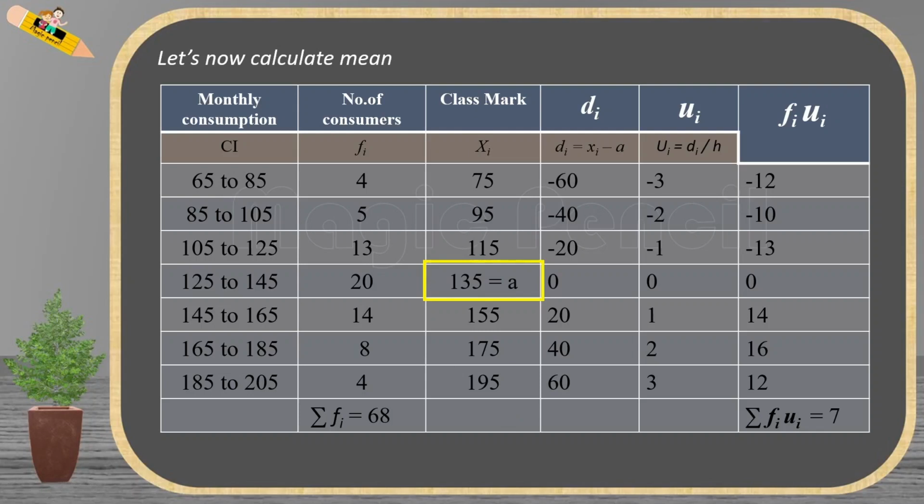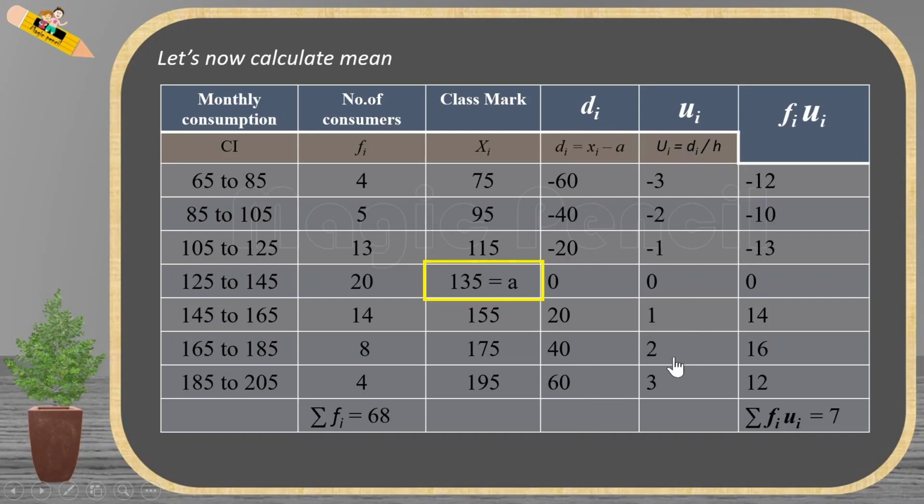So to calculate the mean using the step deviation method, we need to first identify one of the xi values, the class marks, as our assumed mean. Then we need to subtract this 135 from all these values. So you will get minus 60, minus 40 and all these values. These values we call deviations or di. Since these values are also big, we will divide all of them by the height of the class interval, which is 20. So when you divide the di values by 20, you will get ui values.